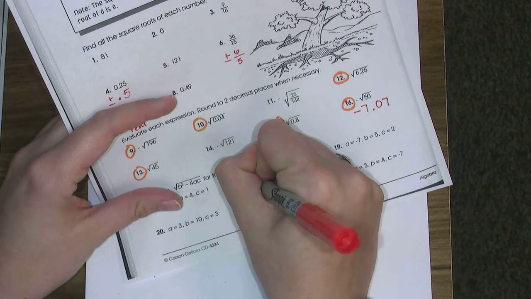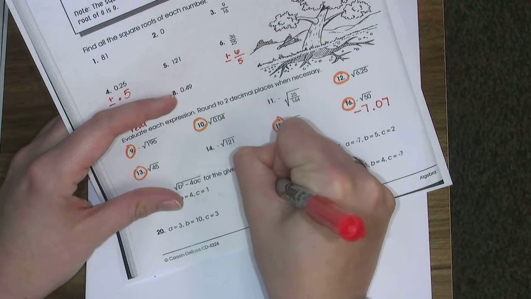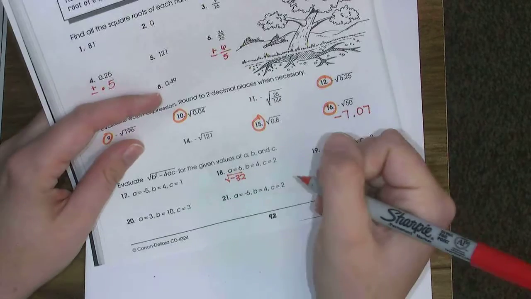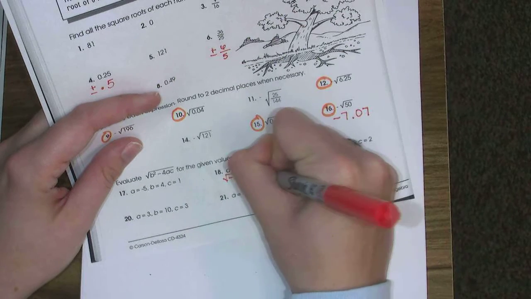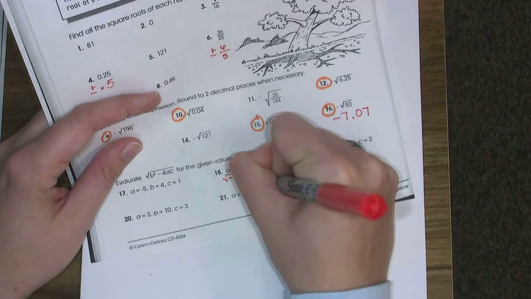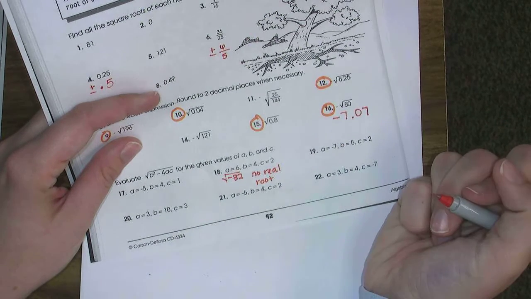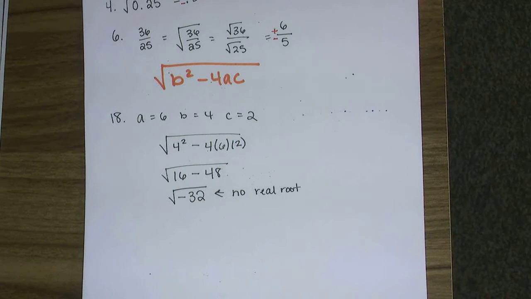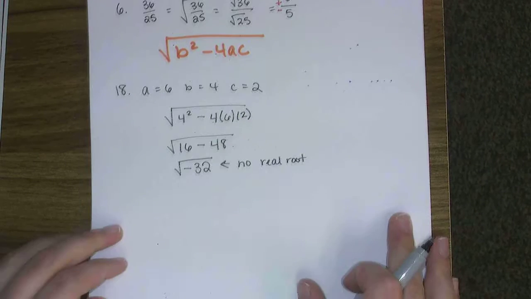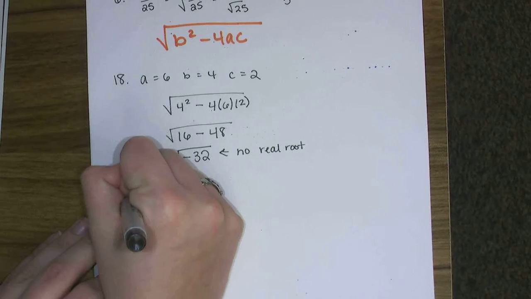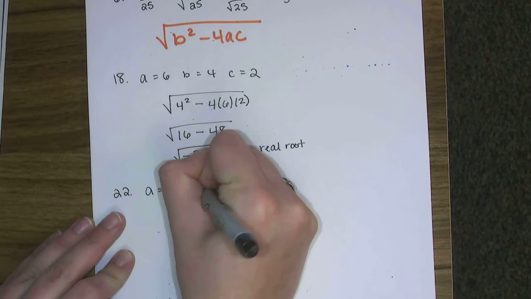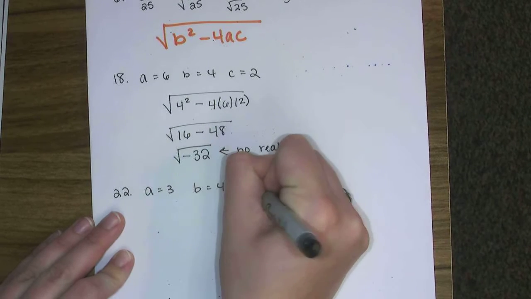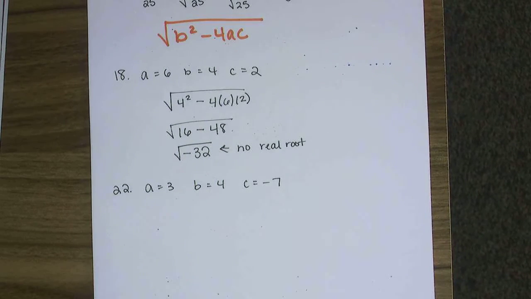Now, the next one I'm going to do is 22, and then that'll be all for that particular worksheet. So 22, A is equal to 3, B is equal to 4, C is equal to negative 7. So, just plugging it in again. So the square root of B squared, 4 squared again, minus 4 times A is 3, C is negative 7.